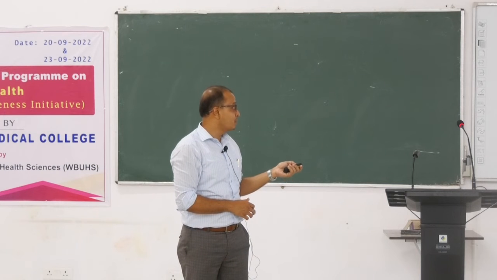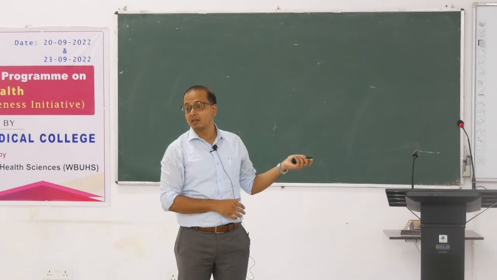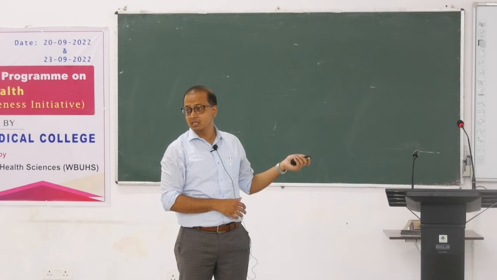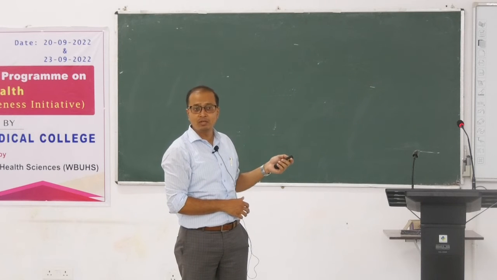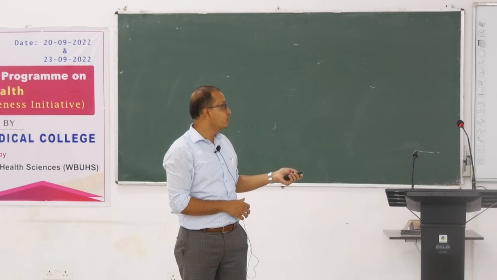Another thing: this particular roof is pierced by the petrosal nerve. There is a nerve which is piercing the roof, the petrosal nerve. We'll be coming again to the petrosal nerve. Now, coming from the roof to the floor.